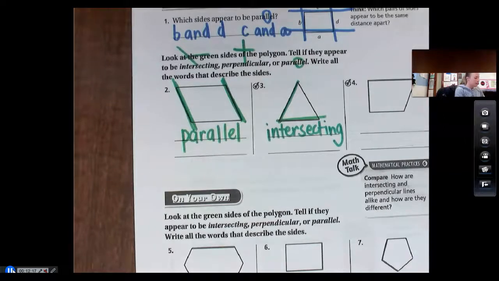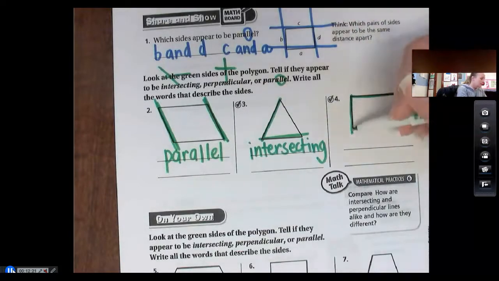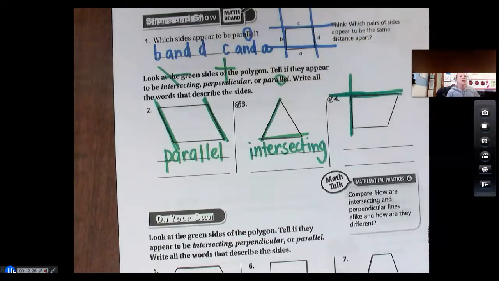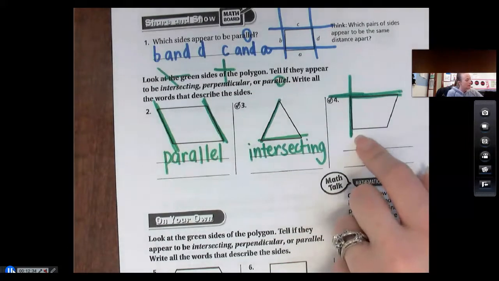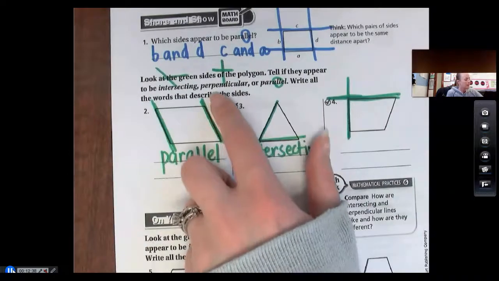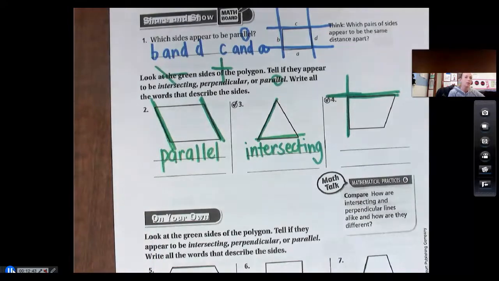All right, kiddos, here's our next set of lines. What do those lines look like? Now, sometimes it helps to extend the line because then I can see things that I may not have seen before. So it's okay to write in your book and to extend your lines. So let's look at this line. Are those lines parallel? They never ever touch. Are they perpendicular, make perfect T's, or intersecting, cross anywhere?